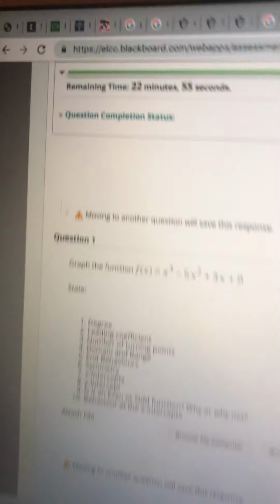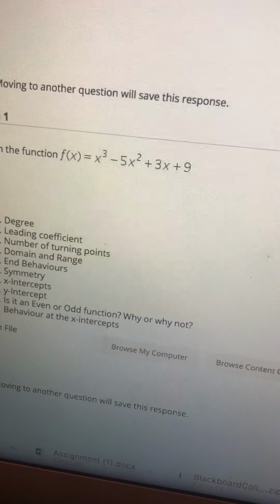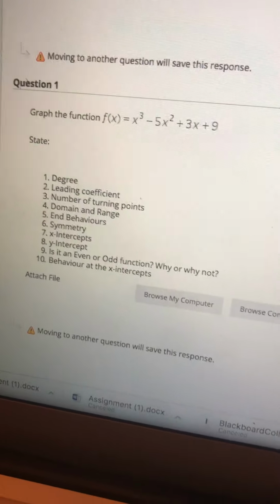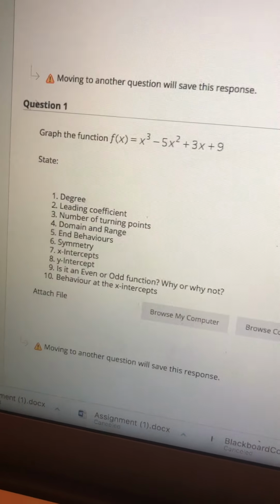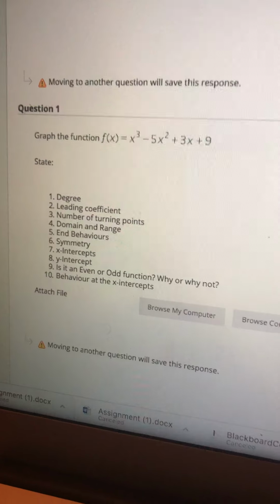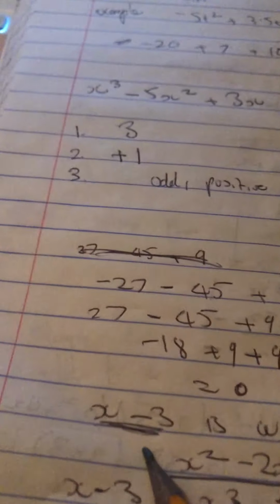Okay, so the first thing to answer this question, which is graph the function f(x) equals x cubed minus 5x squared plus 3x plus 9, would be to change it into factored form or intercept form, because I feel like this is the most efficient way to tackle a question like this. So what you would do is to first use the factor theorem to find a factor, in which once done you can find that x minus 3 is going to be a factor.